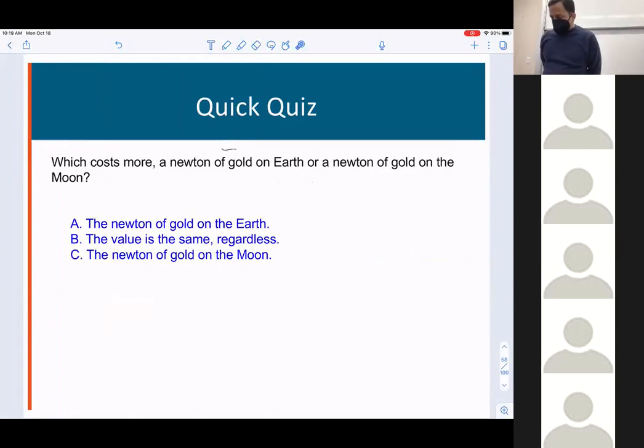Where it says, which costs more? This will be a top hat question. So which costs more, 1 Newton of gold on Earth or 1 Newton of gold on the moon? So, say it again.